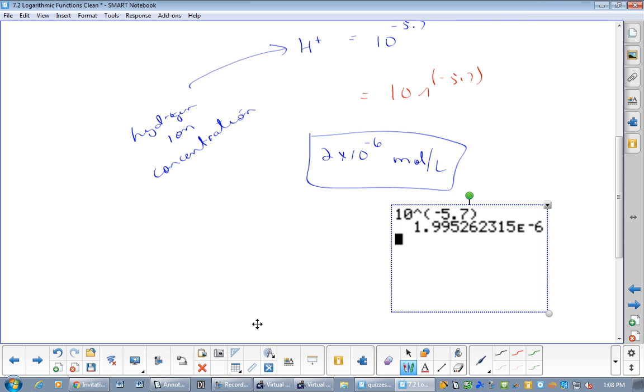Okay, so I want you to know where I got my negative 6 from. Now this E, that's not the same E we've been dealing with. That's a capital E. That means times 10 to the negative 6. That's what this means. Okay?